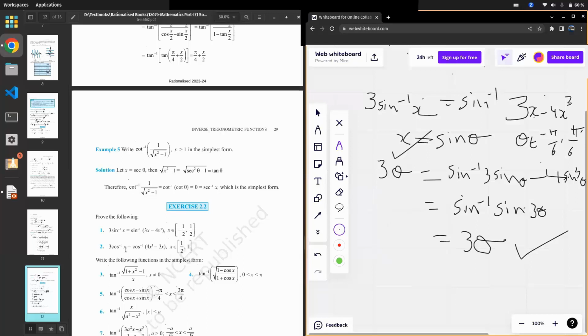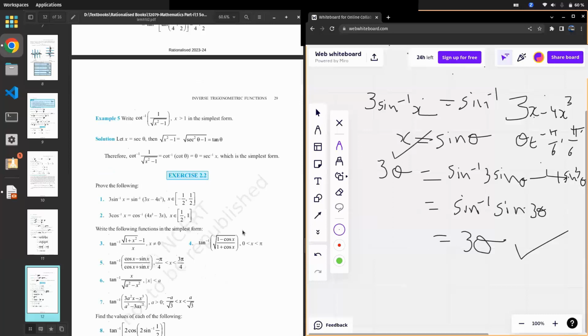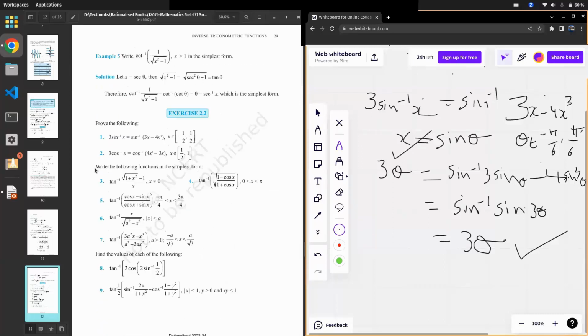We just have to substitute the value of x with cos theta, and by substituting again, if you simplify the right hand side and left hand side, we'll get the left hand side as 3 theta and also the right hand side as 3 theta. We can show that both the right hand side and left hand side are the same. So by equating, we can say that the following statement is correct. So we move to the next question.